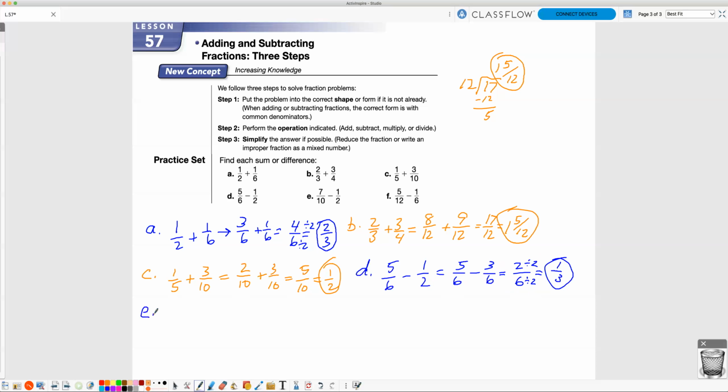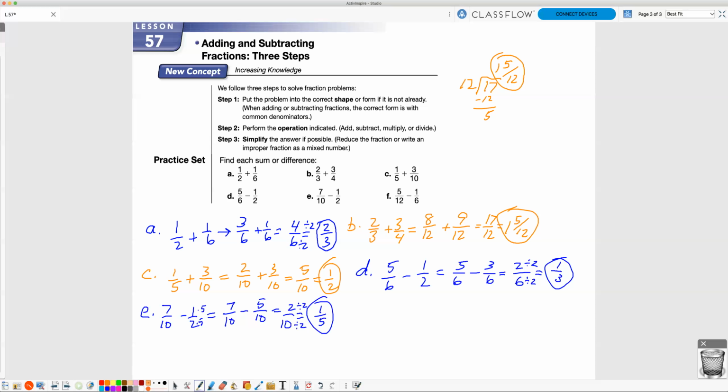Letter E, 7/10 minus 1/2. So I'm going to notice that this should stay the same, 7/10, and then this one would be a denominator of 10. That would be multiplying times 5 to get to 10, so this one would have to be times 5 to get to 5. Then this would be 7 minus 5, which is 2. 10 is the denominator. This would be reduced because 2 divided by 2 is 1. 10 divided by 2 is 5.